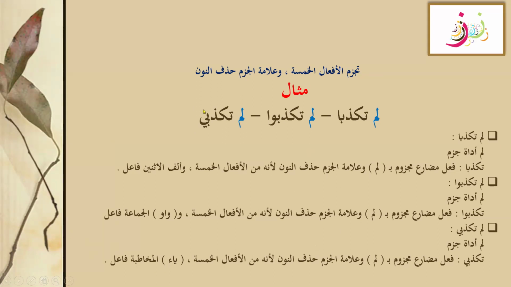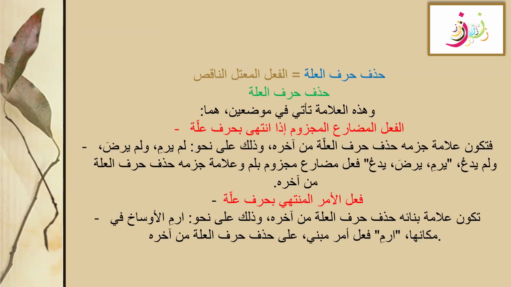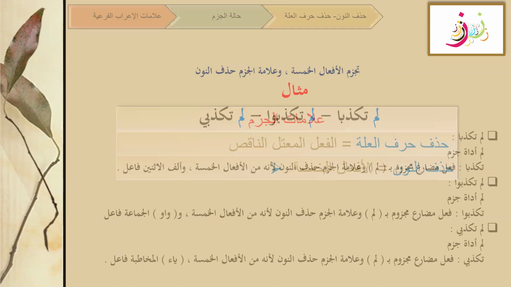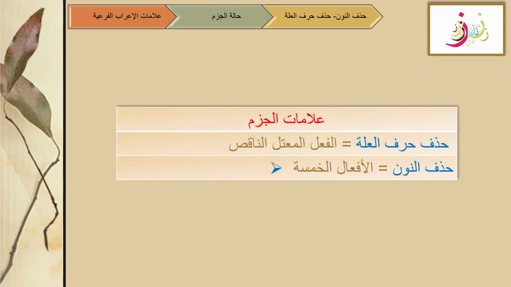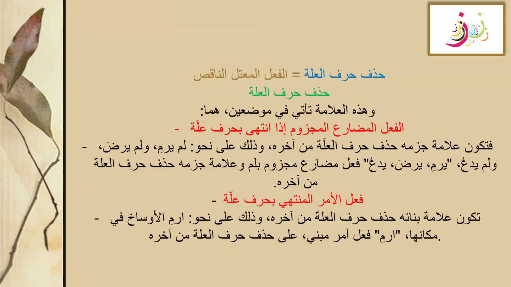All right, so the noon is dropped here. What is the sign of the jazm here? We are dropping the noon. The hadhf noon is happening here instead of putting the sukoon. So this is again the alamat i'rab far'iyya: for the alamat jazm, it's hadhf noon. Again, for hadhf harf illa, as this is the second sign, we see the alamat jazm i'rab far'iyya in two things: hadhf harf illa and hadhf noon. Hadhf noon is in af'al al-khamsa, and hadhf harf illa is in fi'l mu'tall naqis. Here you can see it. You know, yarmi, yarda, yadu, these words, you already know about them; here the harf illa is dropped.